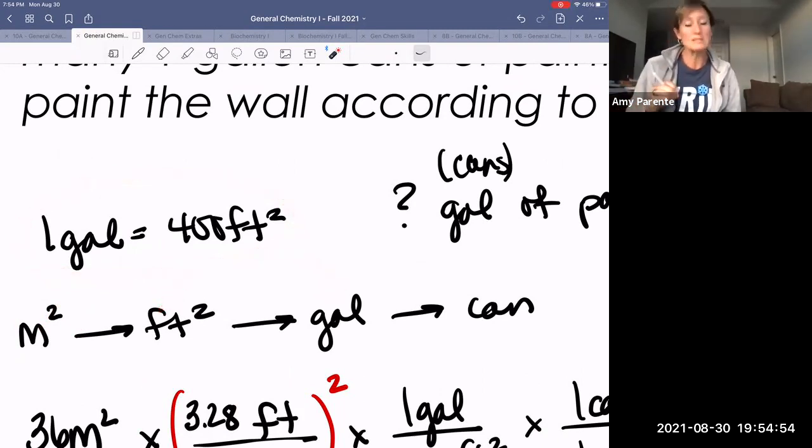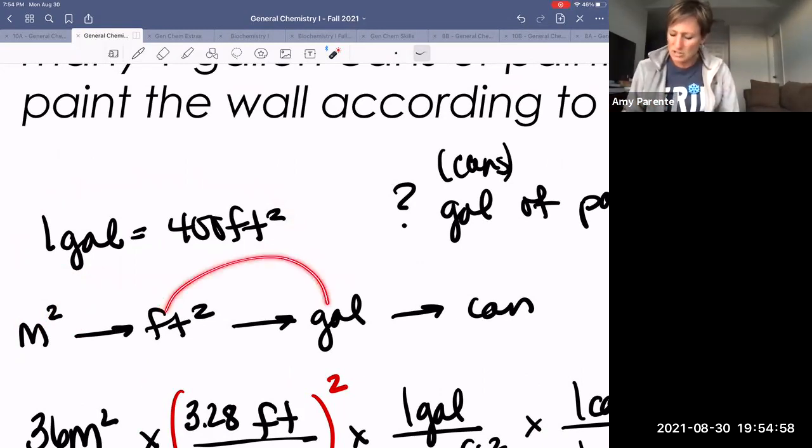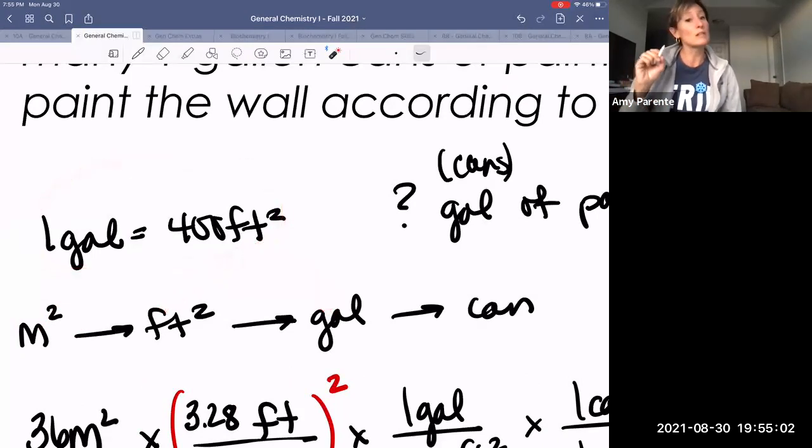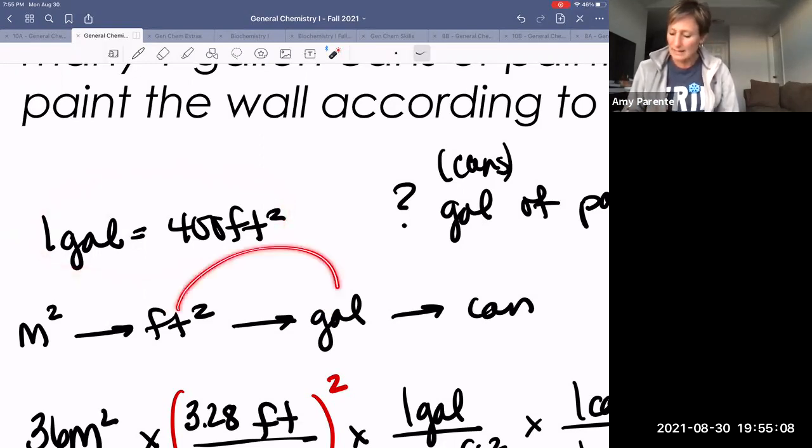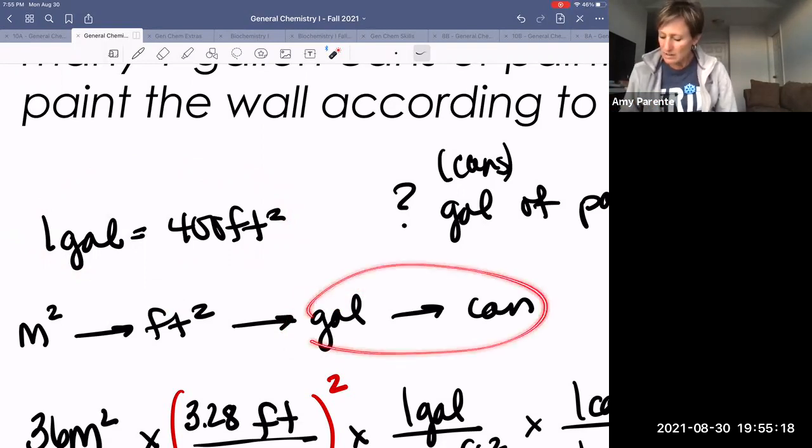So this is one of these pieces. It's really important. If you find yourself getting stuck, if I want to change the units, I need to find an equality that relates those units. So because I have an equality that relates feet squared to gallons, that can allow me to change from feet squared to gallons. And then because I know that 1 gallon is in each can, that can allow me to relate to the number of cans.